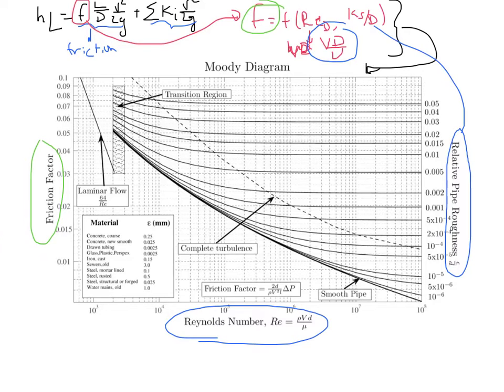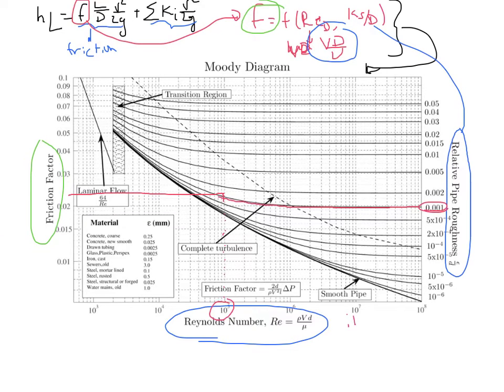Let's say that we know our pipe roughness. We start at some value of that, let's say 0.01, and we follow that curve into the Moody diagram until we reach the Reynolds number we're interested in, let's say 10 to the third. At that intersection, we then read across to the left to get our friction factor. In this case, it'd be 0.022 or 0.023.